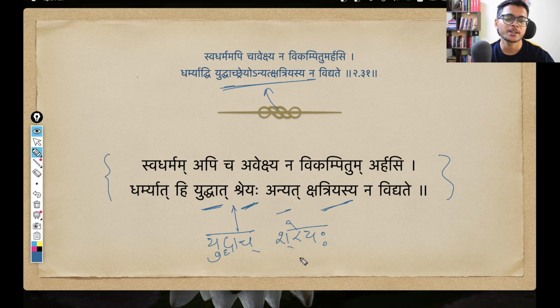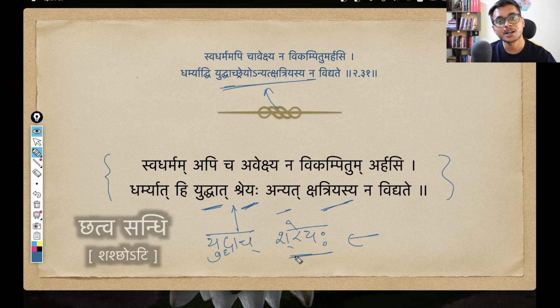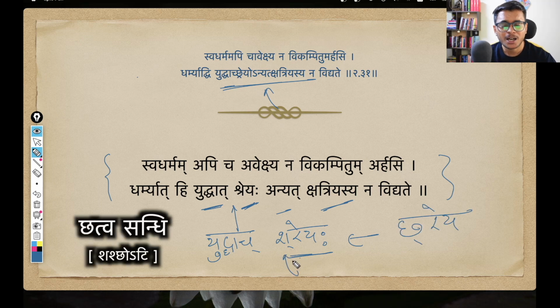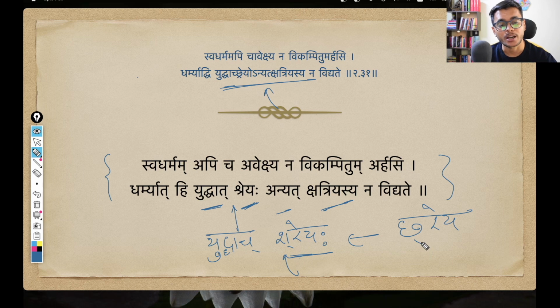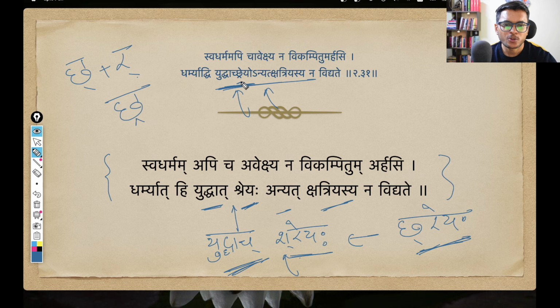And this shreyah can be written like this, because after this chutva sandhi, a shchutva sandhi will happen, due to which this shakara will further change into chakara. So shreyah will become chreyah. Then these two padas finally combine. So yuddhat shreyah joins as yuddhachchreyah. And don't get confused with this chakara plus ra; this is only one way of writing it, one way of showing it. I hope this is clear. Yuddhat shreyah due to chutva sandhi becomes yuddhach, and then due to shchutva sandhi, this shakara becomes cha. So finally it is yuddhachchreyah. That is what you see in the shloka.